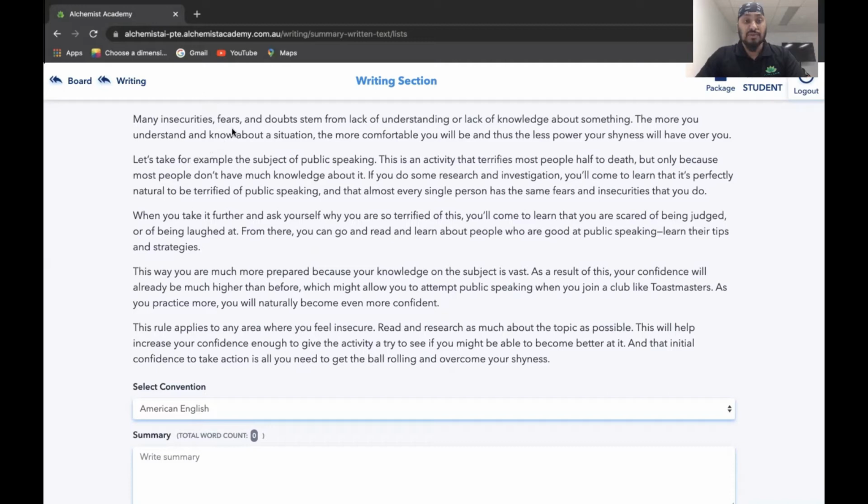So it says, many insecurities, fears, and doubts stem from the lack of understanding or lack of knowledge about something. The more you understand and know about a situation, the more comfortable you will be, and thus the less power your shyness will have over you. Let's take, for example, the subject of public speaking. This is an activity that terrifies most people half to death, but only because most people don't have much knowledge about it. If you do some research and investigation, you will come to learn that it's perfectly natural to be terrified of public speaking, and that almost every single person has the same fears and insecurities that you do.